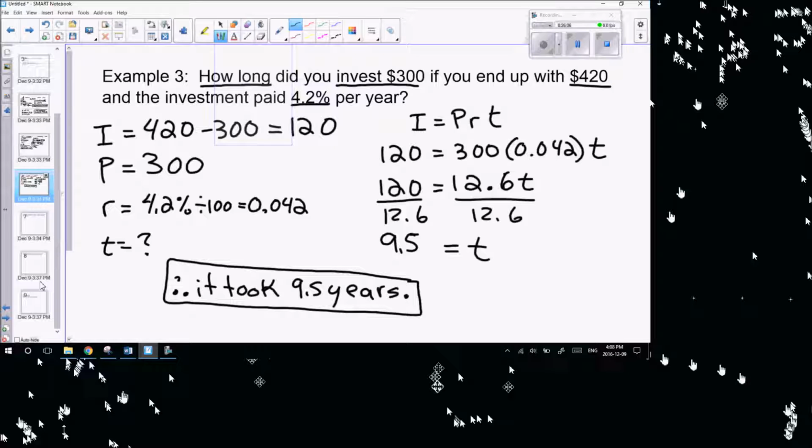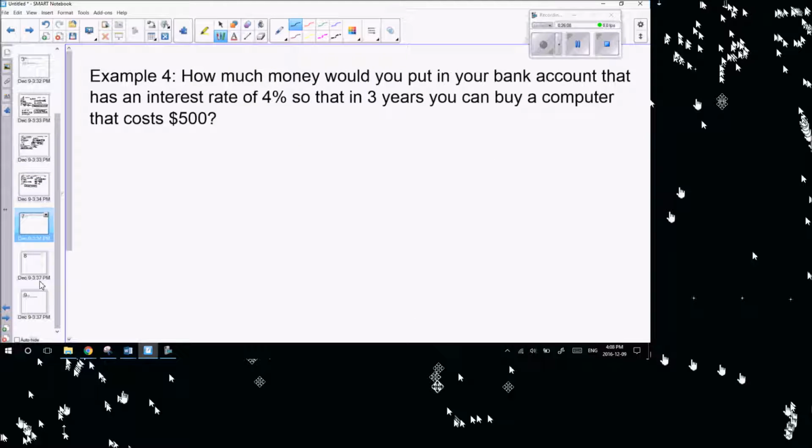So let's take a look at the next example. Example number 4 says, how much money would you put in your bank account that has an interest rate of 4% so that in 3 years you can buy a computer that costs $500? So let's start off by listing out the key information that we're given in our simple interest equation.